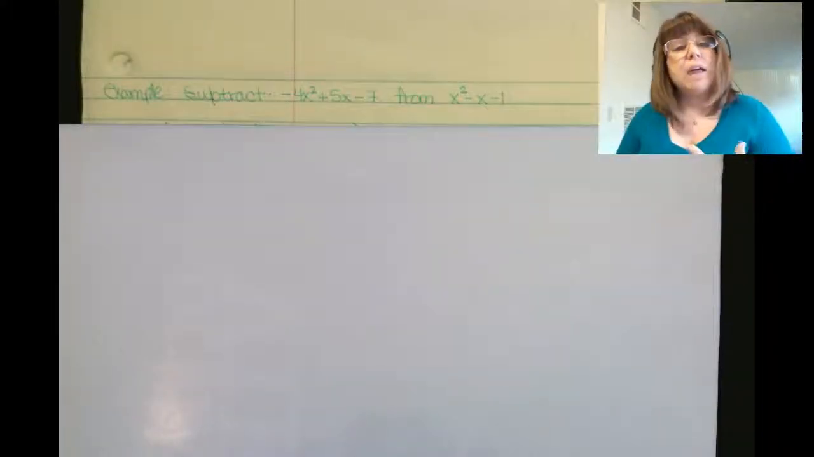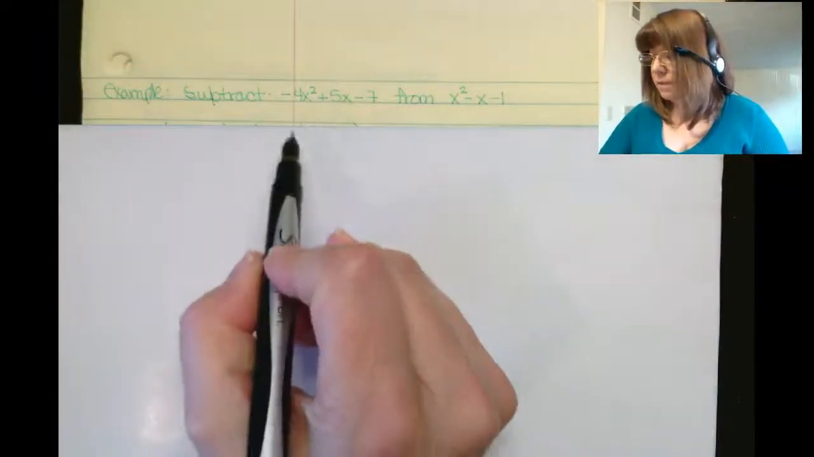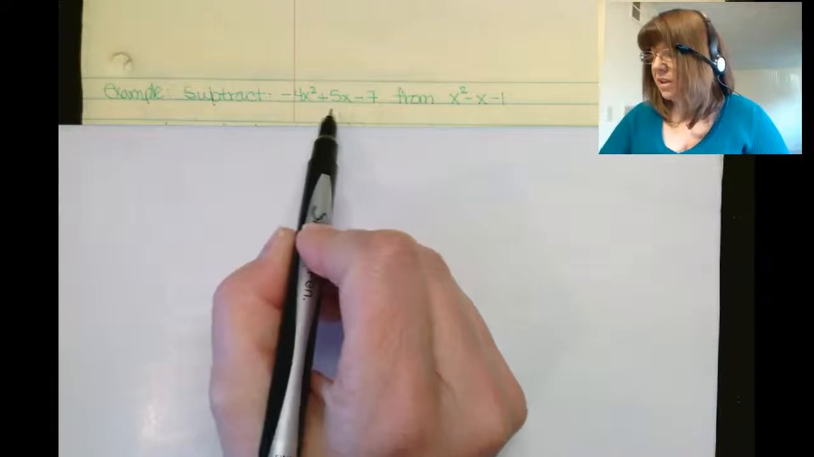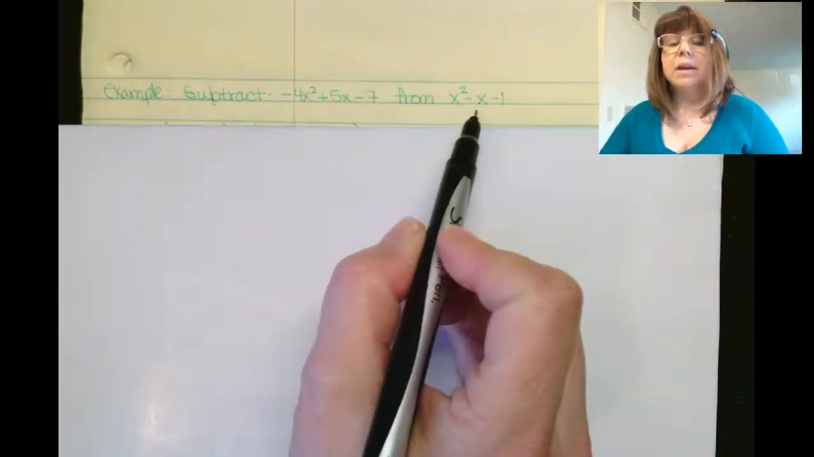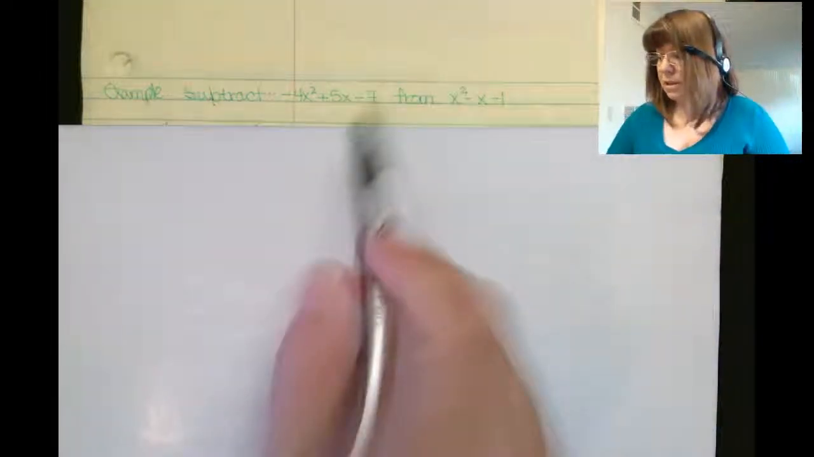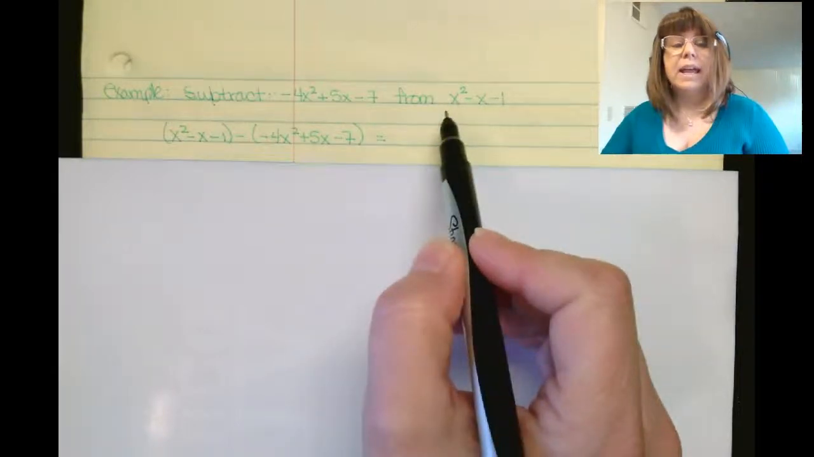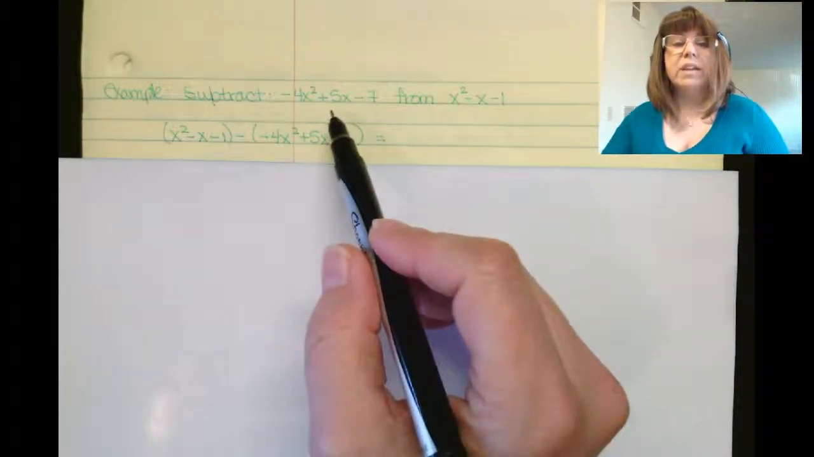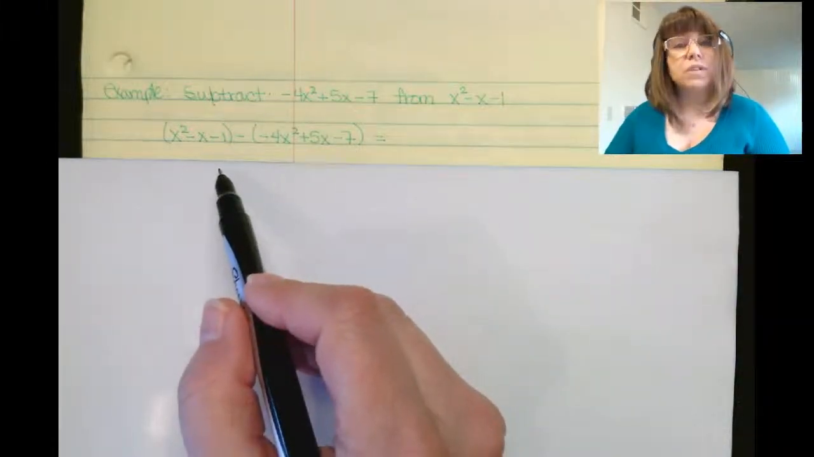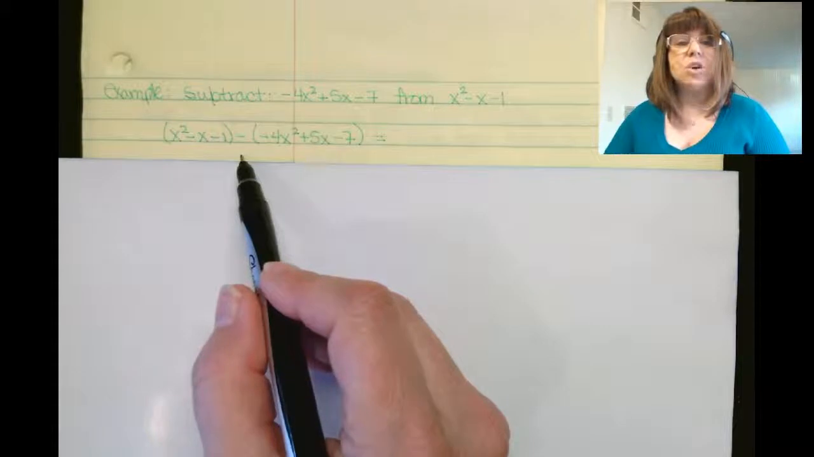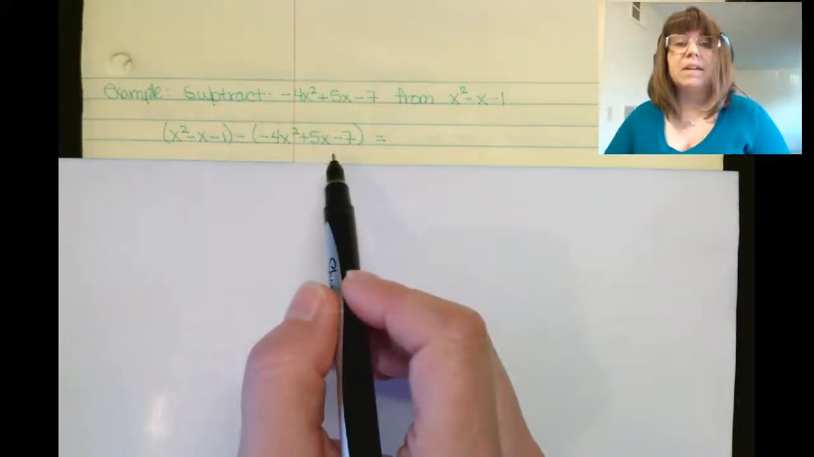You should be careful how subtract problems are worded. For example, let's subtract negative 4x squared plus 5x minus 7 from x squared minus x minus 1. Here's what it means. I'm going to take the second polynomial and do the subtraction with the other polynomial. So the x squared minus x minus 1 comes first, minus the quantity negative 4x squared plus 5x minus 7.